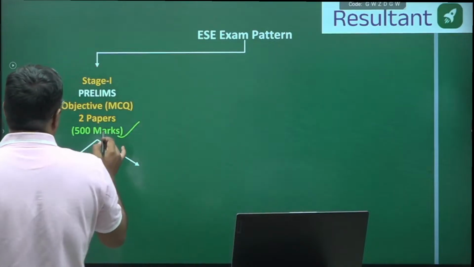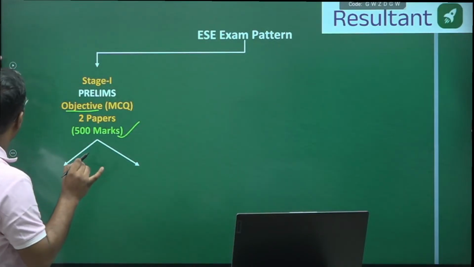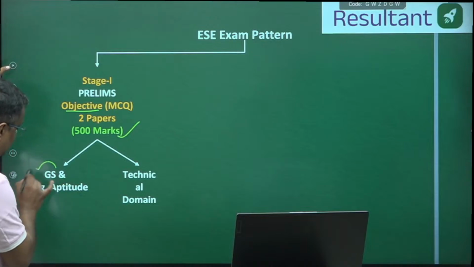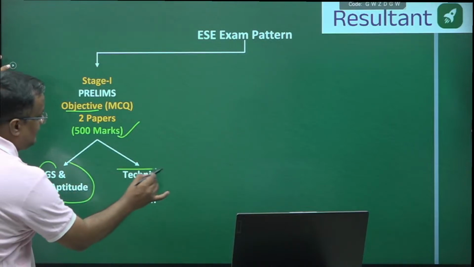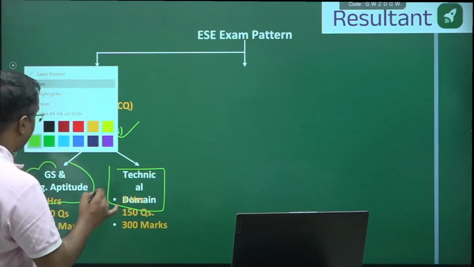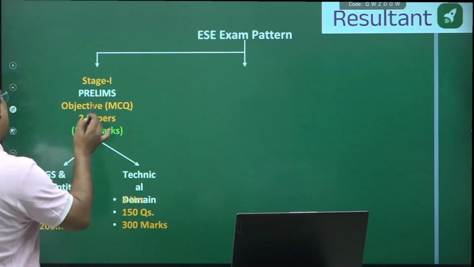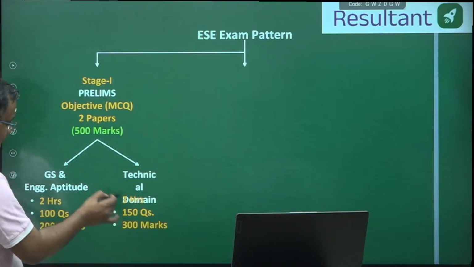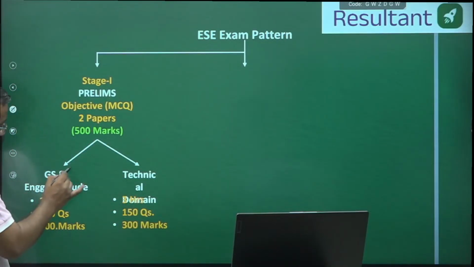Now this 500 marks objective paper, there will be two papers, guys. One will be of GS and engineering aptitude, and one will be of technical. All your civil engineering subjects will be coming in this technical, whether it is SOM, soil, RCC, anything. All civil engineering will be coming here. This is of 200 marks.